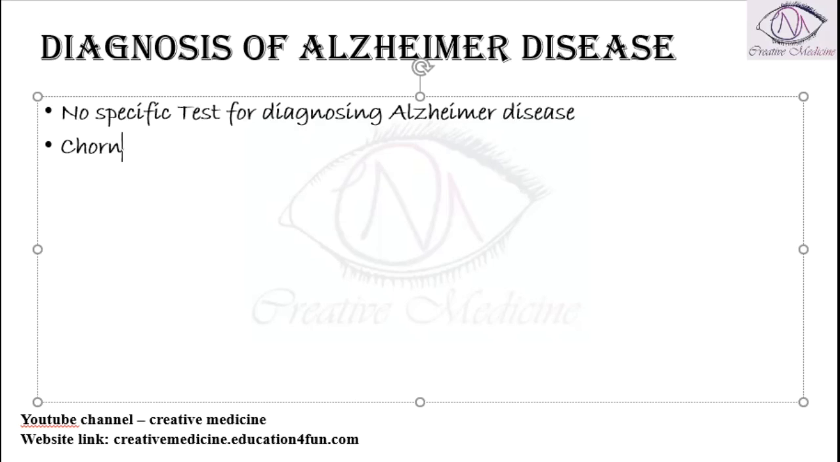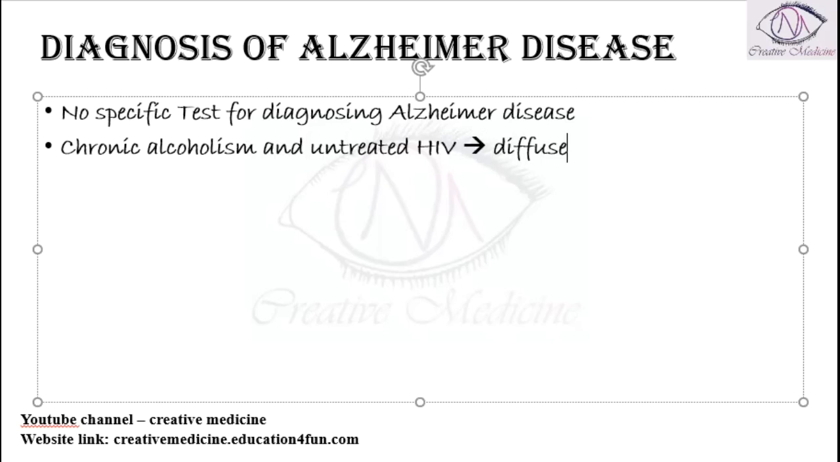You will have to rule out chronic alcoholism, and we should also rule out untreated HIV, because both of these can also present with diffuse symmetrical atrophy of the cortex, which is also seen in Alzheimer's disease. So as a result, we should exclude chronic alcoholism and untreated HIV.